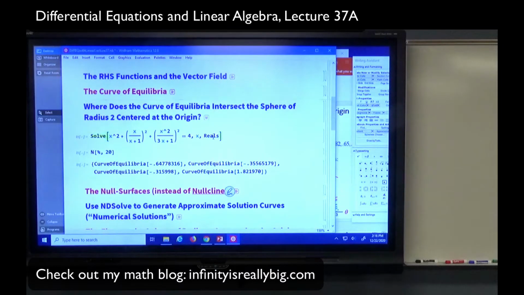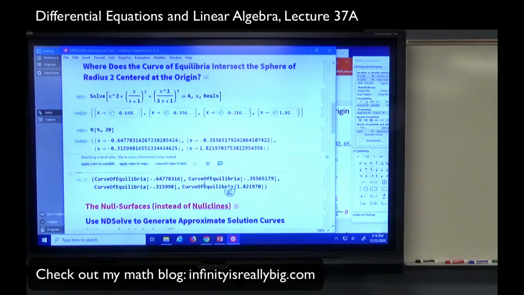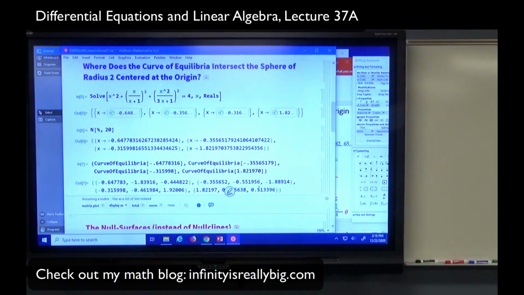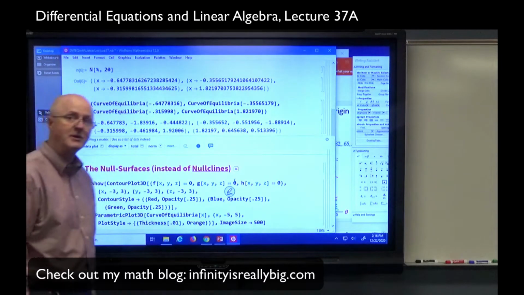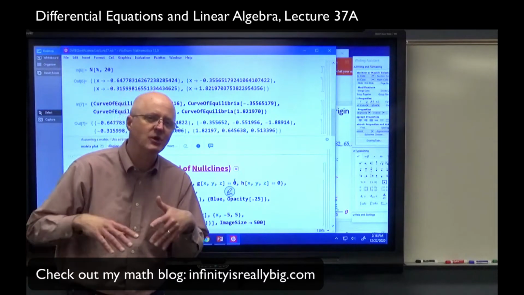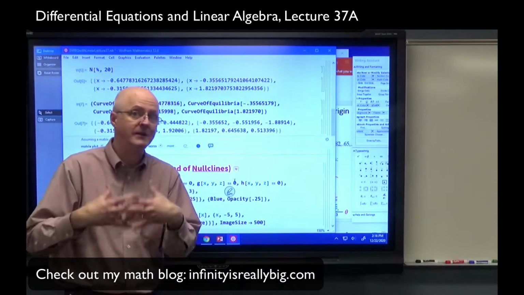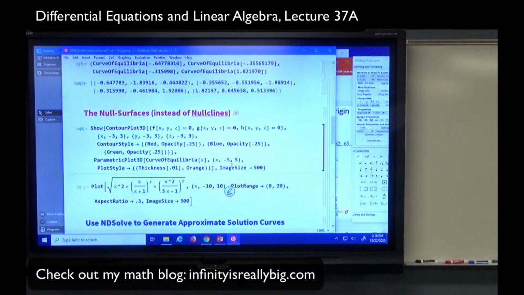Where does it intersect the sphere of radius 4? You can approximate where that is. Those are the 4 values of x where you get the intersection, and the corresponding points are these 4 points that you see here. Instead of nullclines, when you're talking about a three-dimensional system, you have null surfaces. Surfaces where dx/dt or dy/dt or dz/dt are 0. That's an interesting thing to think about. Here's what they look like in this case.